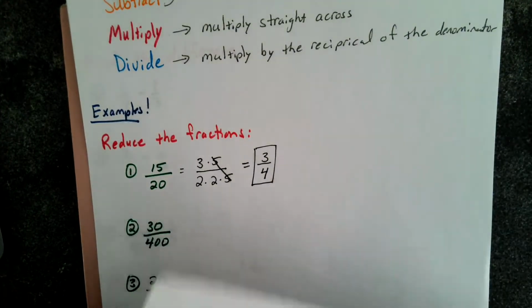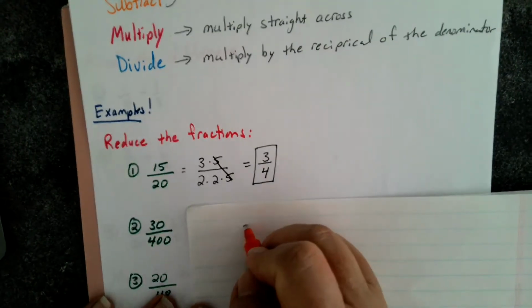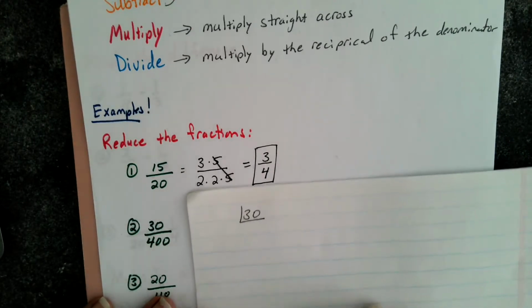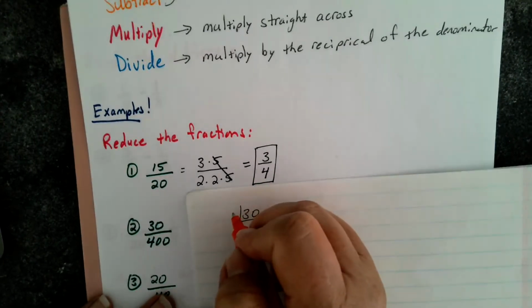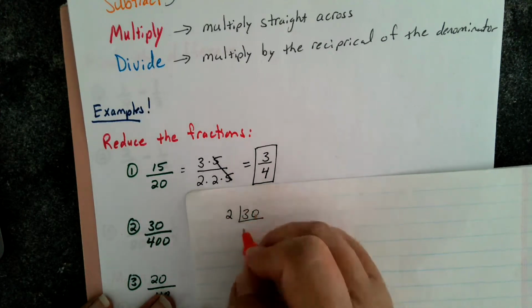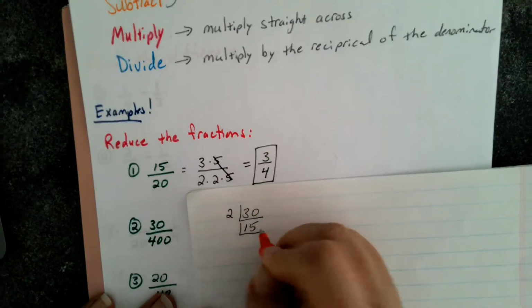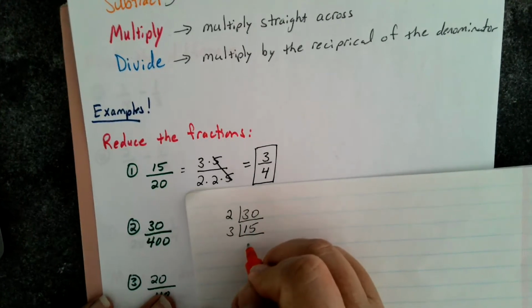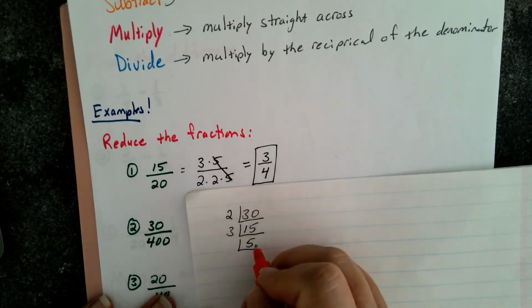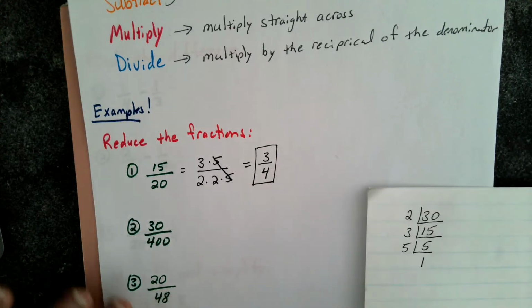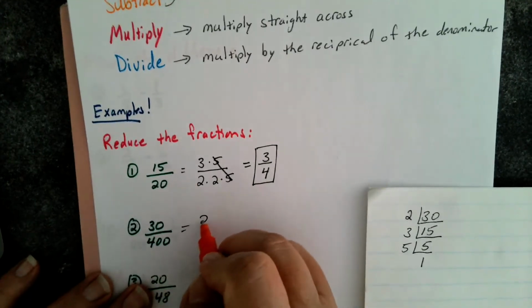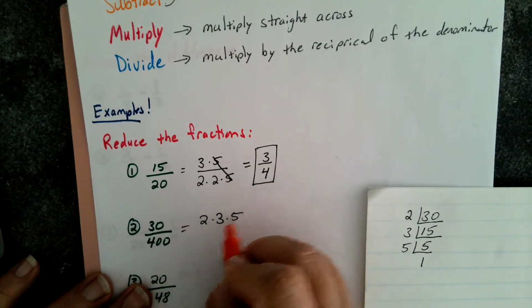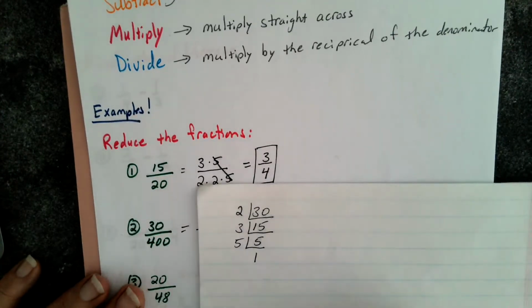So again, I'm going to take my 30. Smallest prime number that goes into 30 that I can come up with is 2. 2 goes into 30 15 times. Smallest prime number that goes into 15, 3. 3 goes into 15 5 times. And then smallest prime number that goes into 5 would be 5. 5 goes into 5 one time. So my prime factorization for 30 is 2 times 3 times 5. And again, this is called a factor ladder.